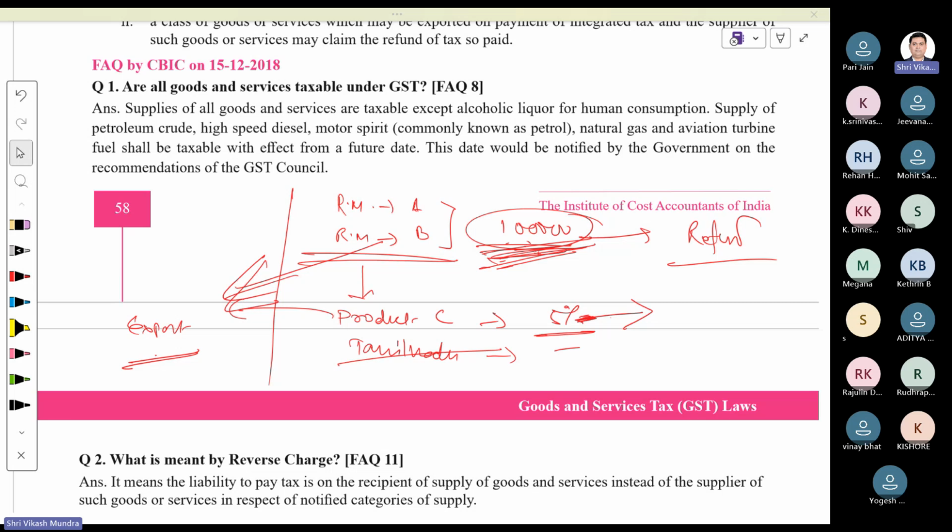Yes, sir, we will do ITC practical in the next session. After this, within a few minutes, we will go with time of supply and place of supply. Then that is value of supply. Then we will move towards ITC in the next session. Surely we will cover that.